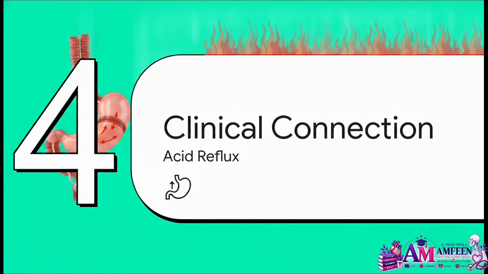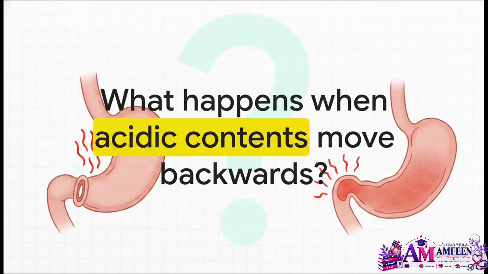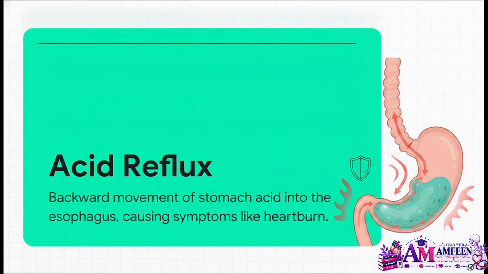Okay, moving on to section 4, a quick clinical connection, because it really helps to tie all this physiology to something we actually see in everyday life. So normally the gastroesophageal junction at the top acts like a trap door to stop stomach contents from splashing backwards into the esophagus. But what happens when those highly acidic contents actually do manage to move backward? Well, that's what we call acid reflux. When that stomach acid escapes up into the esophagus, it directly causes those incredibly uncomfortable symptoms, like heartburn. It really drives home exactly why those protective mechanisms at the stomach entrance and that mucus lining inside are absolutely crucial for our comfort and health.